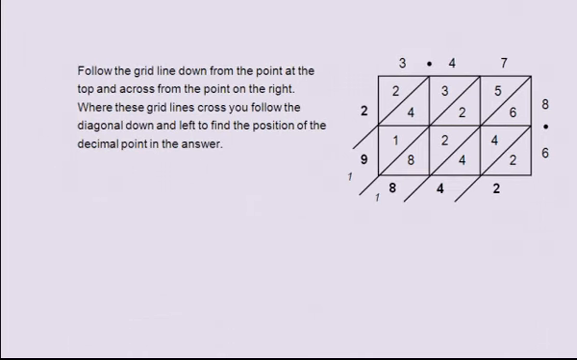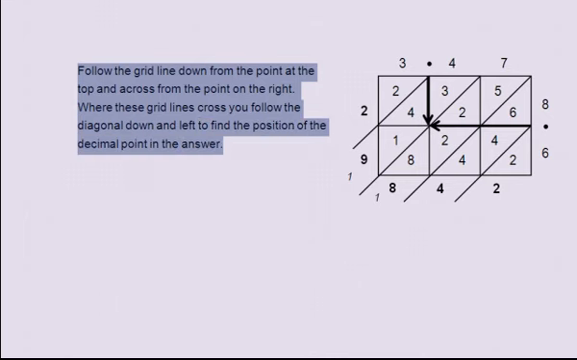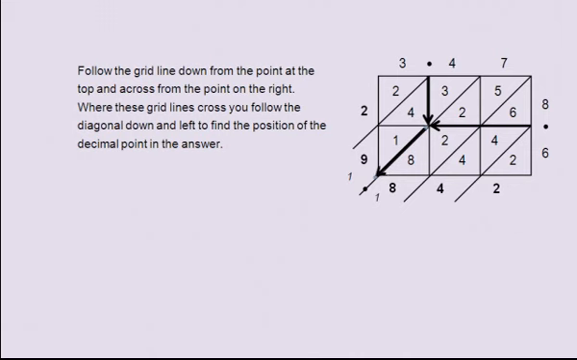Now we have to determine where the decimal point goes. Follow the grid line down from the point at the top and across from the point on the right. Where these grid lines cross, you follow the diagonal down and left to find the position of the decimal point in the answer, like so. So 3.47 multiplied by 8.6 equals 29.842.